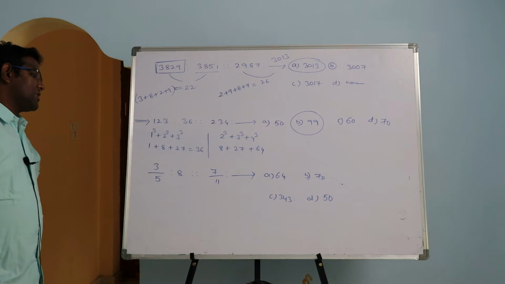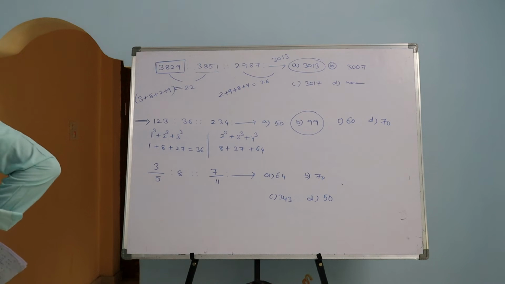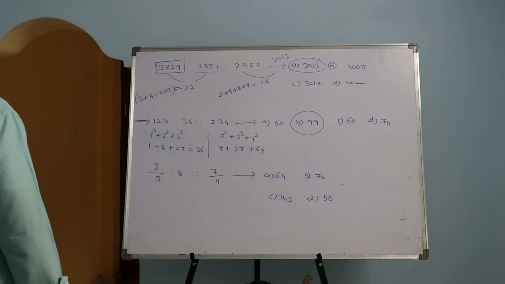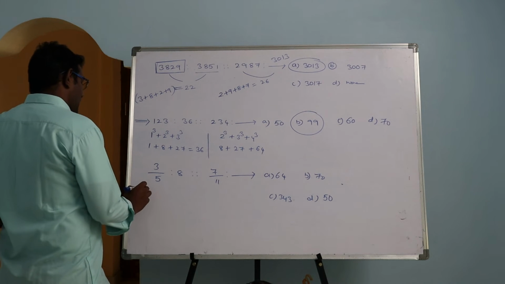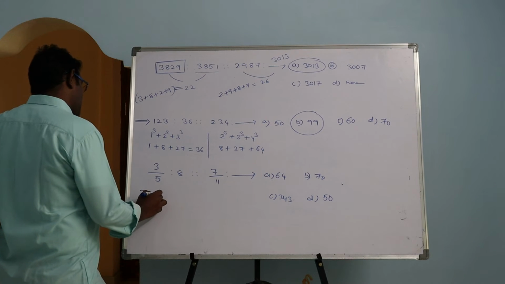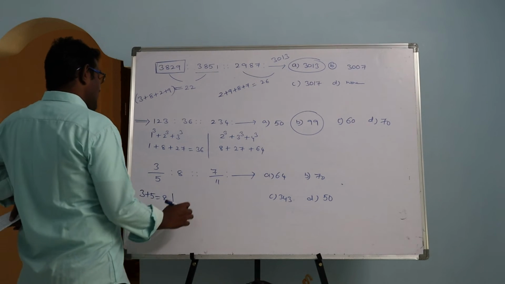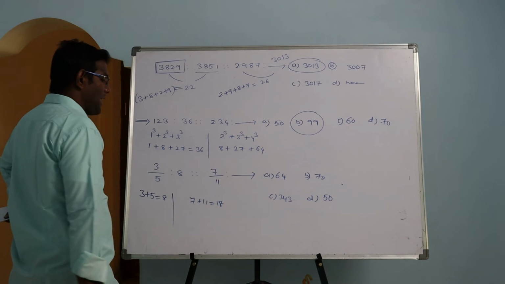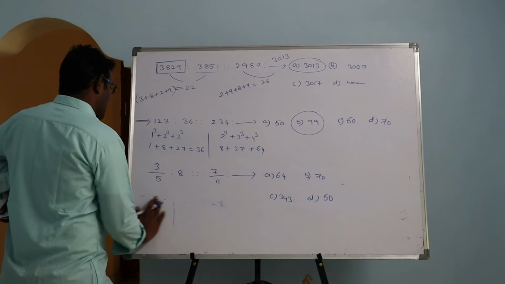What about the next one, sir? 3 by 5 is 8, as 7 by 11 is dash. Is there any relation between 3 by 5 is 8 and 7 by 11 is dash? Right, sir, nothing more. Sir, we can simply observe 3 plus 5 means 8. In the same way 7 plus 11 is 18. Is 18 there in the options? No, sir, there is nothing in the options.